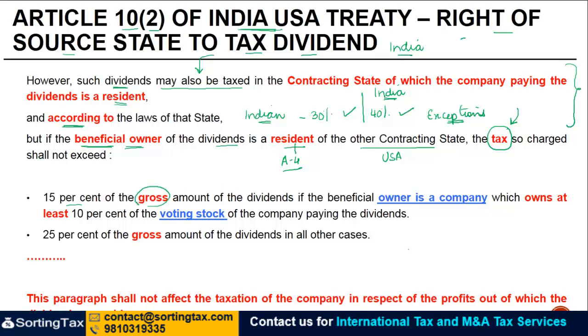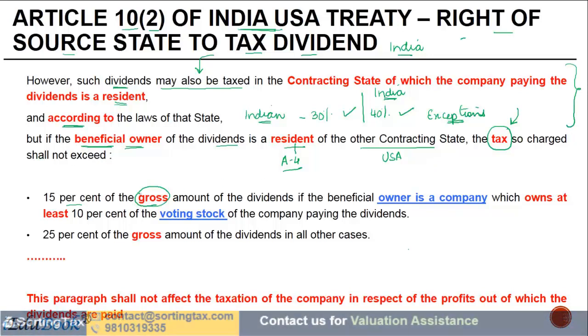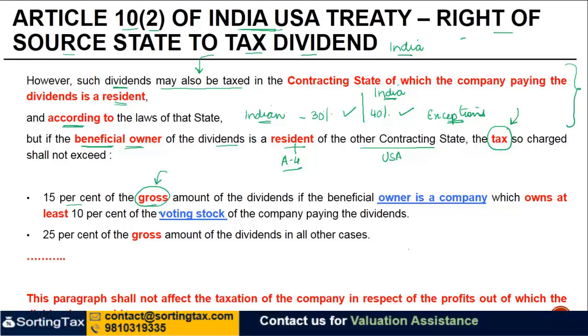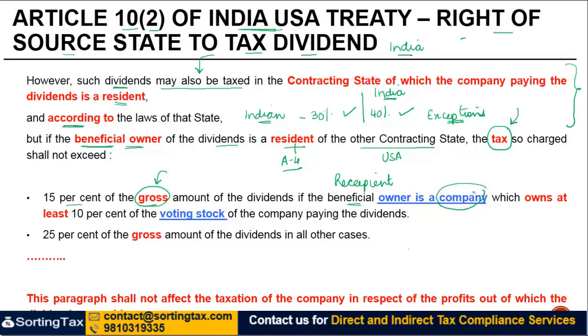15% of the gross amount of dividend if the beneficial owner is a company which owns at least 10% of the voting stock of the company paying the dividend. There are a few points which one should keep in mind. 15% is applicable on the gross amount of dividend, right? Second is the beneficial owner, which is the recipient, has to be a company, right? And which company? A company which owns at least 10% of the voting stock of the company paying dividend.